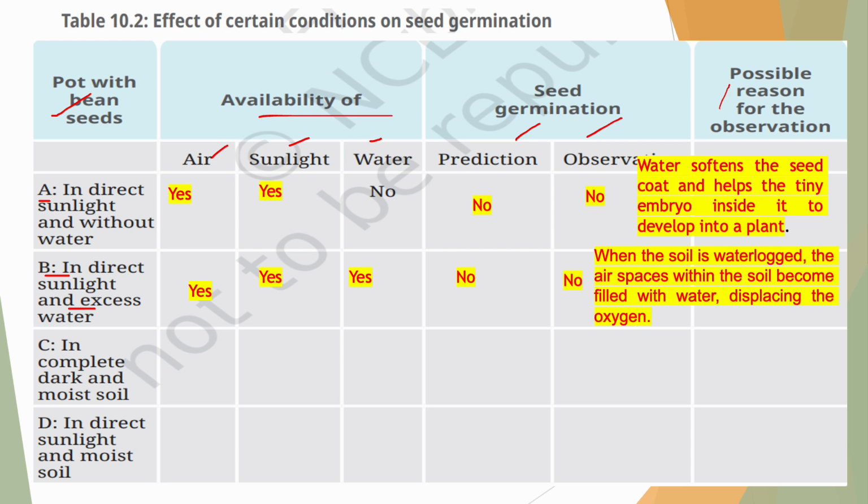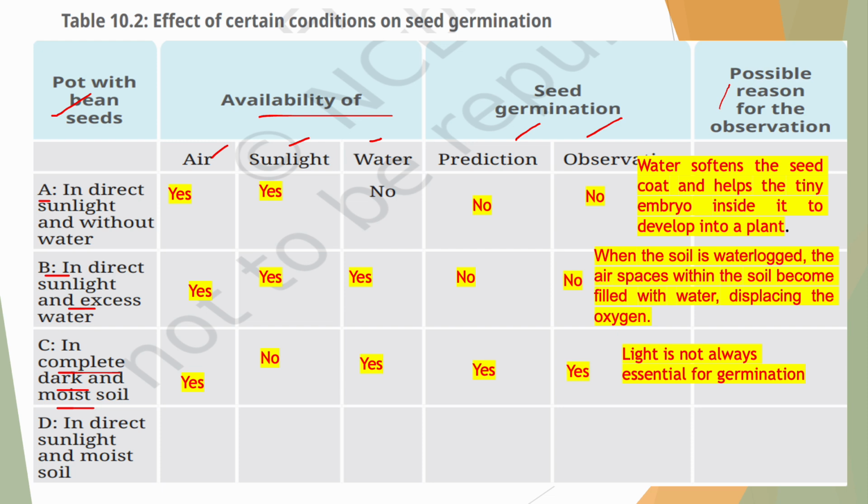The next one, pot C, in complete dark and moist soil. Air is present? Yes. Then what about sunlight? No. There is no sunlight. It is kept in darkness. Then what about water? Water is also present because soil is moist. Then what about seed germination? Will the seed germinate? Yes. Prediction is yes. What about observation? Observation is also yes. What is the reason? Light is not always essential for germination.